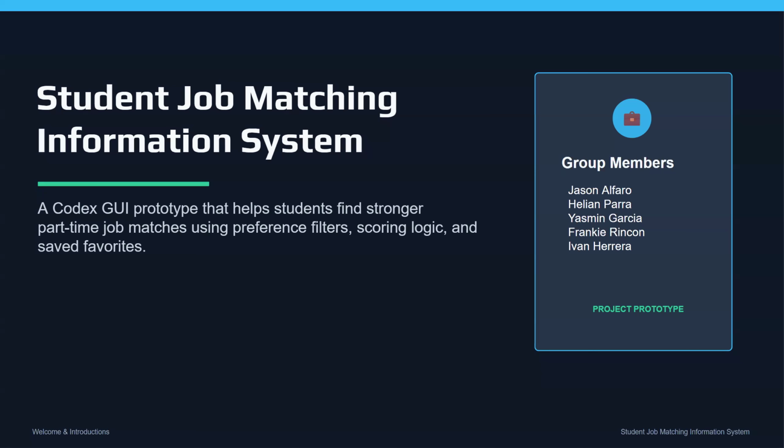Hey everyone, we are Team 4 and we created a job matching information system for students. It is a Codex GUI prototype that helps students find stronger part-time job matches using preference filters, scoring logic, and saved options. Our group members are Jason Alfaro, Elian Parra, Frankie Rincon, Ivan Herrera, and myself, Yasmin Garcia.